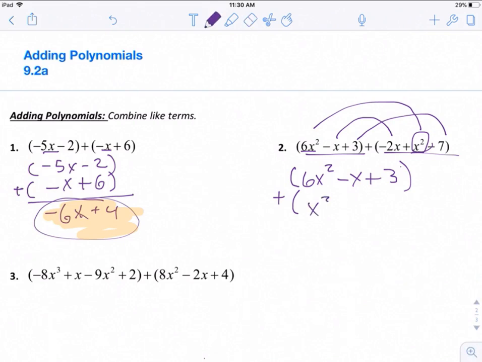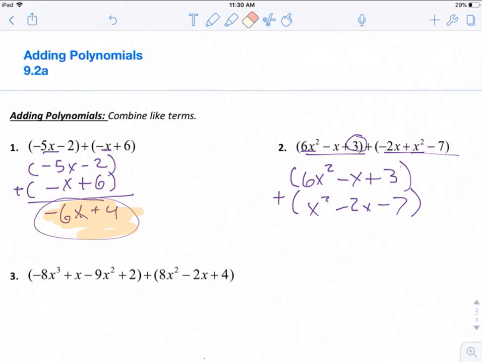And then our second one, we have a minus x, so we need to find a variable that has no exponent, and it's this one, and it has a minus 2x. And then we have a minus 7, which matches, since it's just a constant, this constant. So we would put a minus 7. And I know that looks kind of confusing. I'm going to erase all of this so you can kind of see what we started with. And then we're going to put our line and we're going to add them.